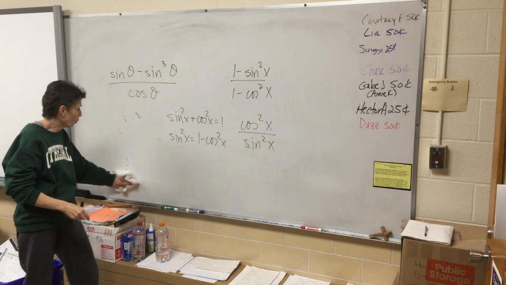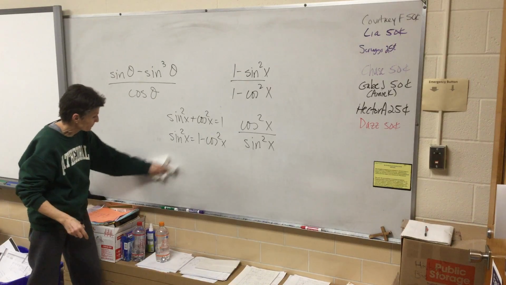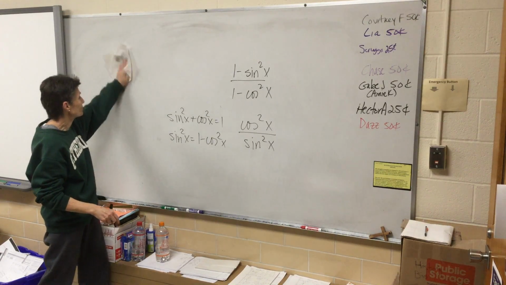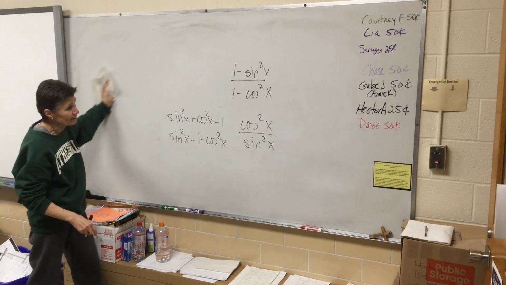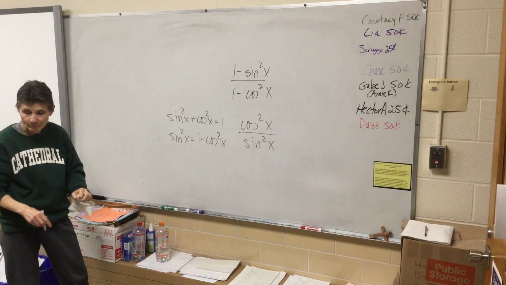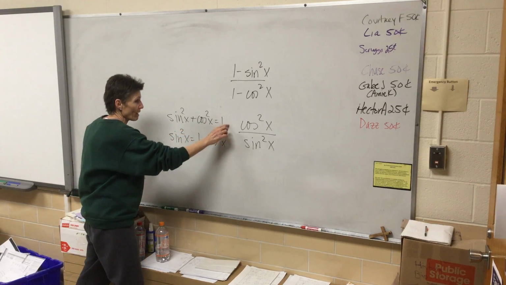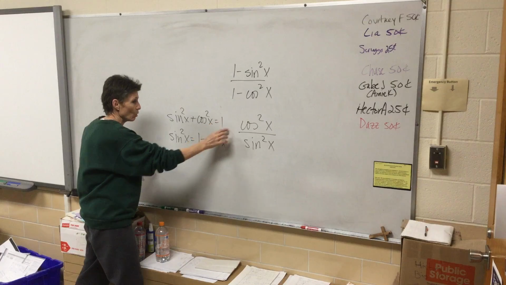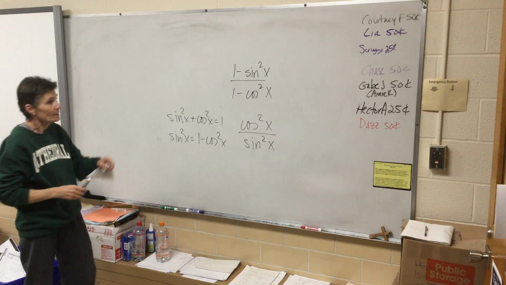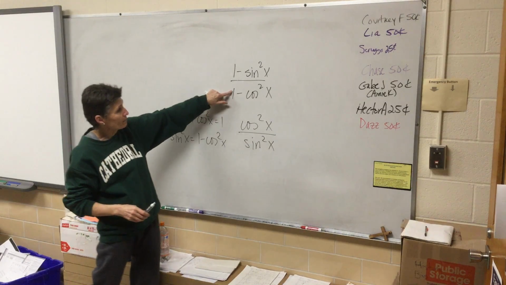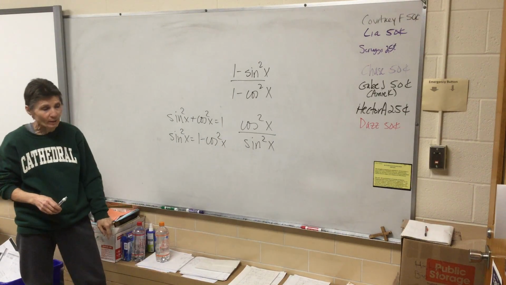As long as the 1 comes first, Mary Kate, you don't have to worry about a negative. If it were turned around and it were sine squared minus 1, then it would be a negative. But as long as the 1 comes first, you're okay, because you're just subtracting one of these over to the other side. So 1 minus sine squared is cosine squared, and 1 minus cosine squared is sine squared.